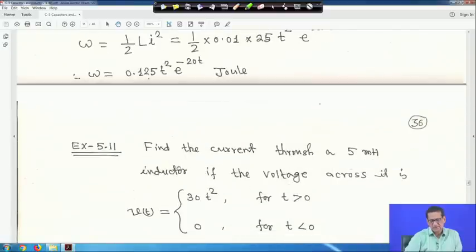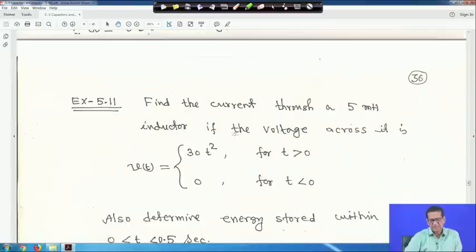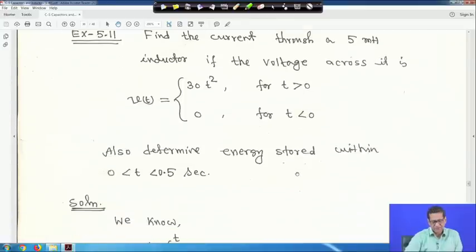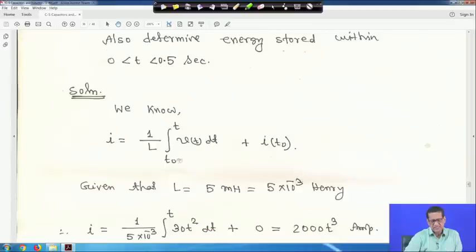Next one: find the current through a 5 millihenry inductor if the voltage across it is v(t) equal to 30t squared for t greater than 0, and 0 for t less than 0. This is given. Also determine the energy stored within 0 less than t less than 0.5 second. This is also asked. You know that i is equal to 1 upon L integral from t0 to t of v(t) dt plus i(t0).